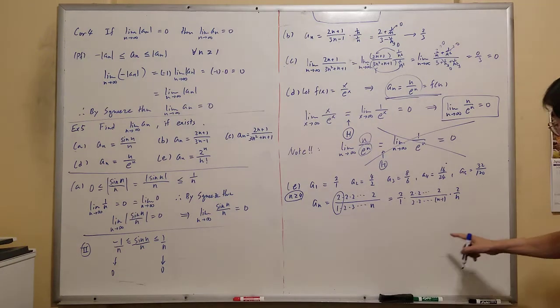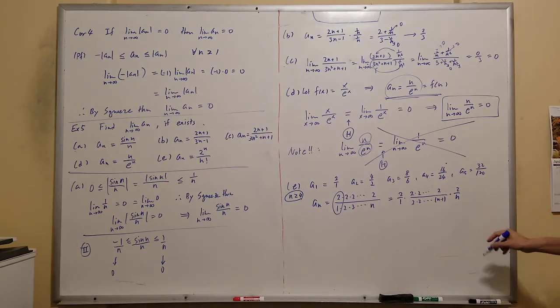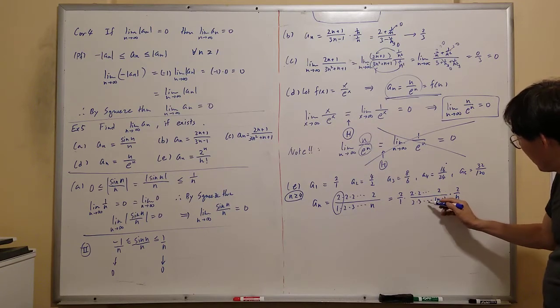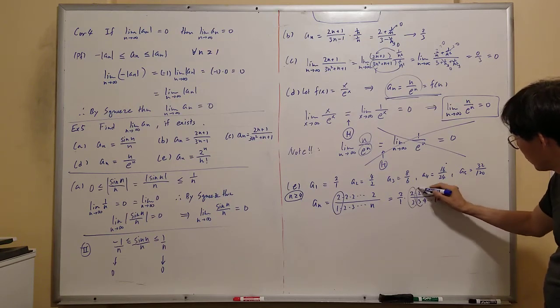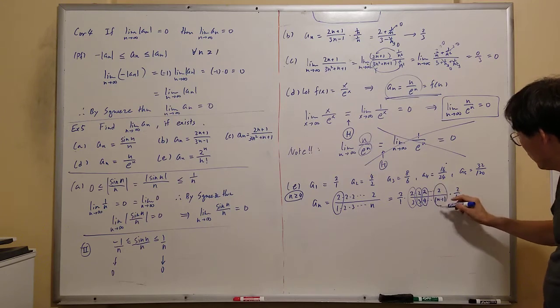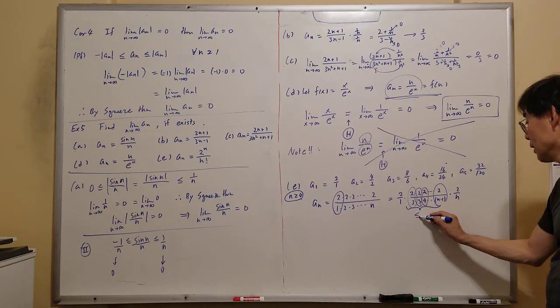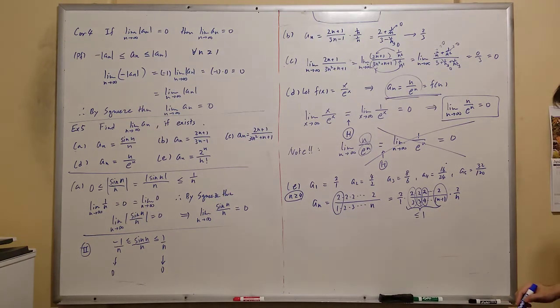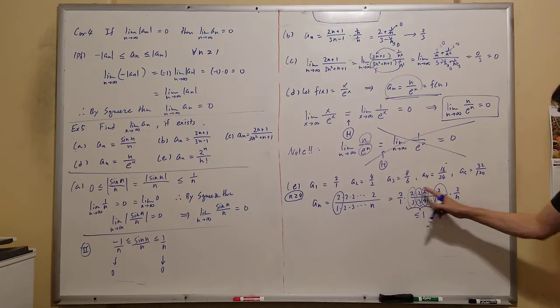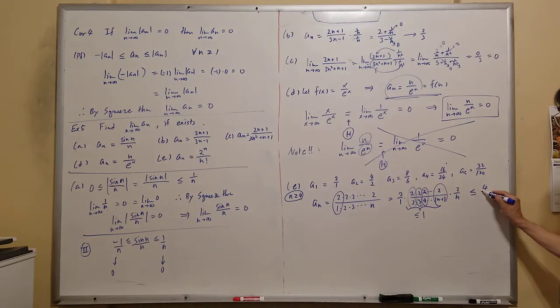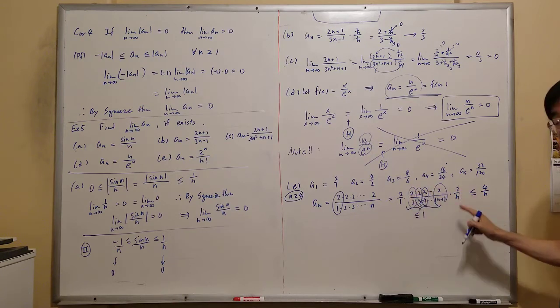Then, what do you see? This one, 2, 3, 4, right? You keep multiplying by 2. Look at this: 2 over 2, 2 over 3, 2 over 4. Always less than 1, less than 1. Overall, this is strictly less than 1, right? This is 4 over n times something less than 1. So definitely less than 4 over n, right?